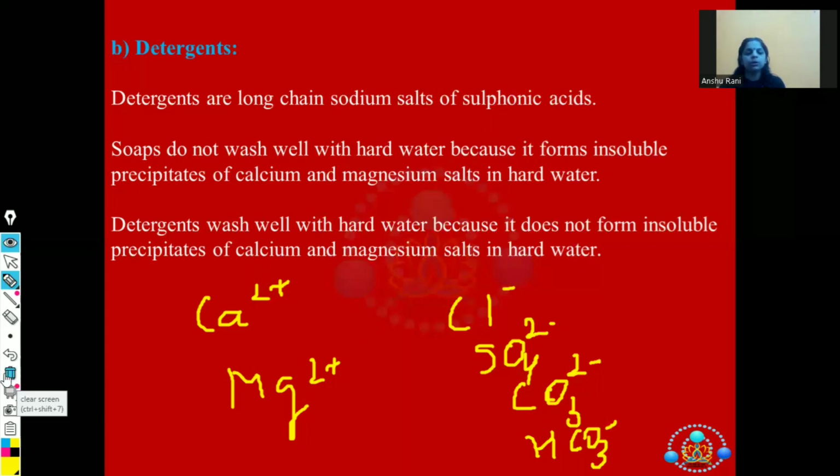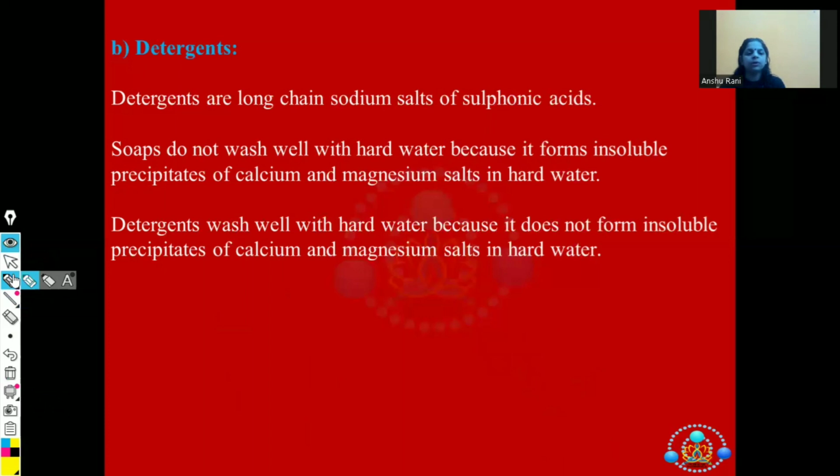So if you have calcium and magnesium chlorides or sulfates and you are using soap solution, then what happens? What would be the procedure? It will not form lather, it will form scum. You have calcium ions in water and you are using soap solution with it.